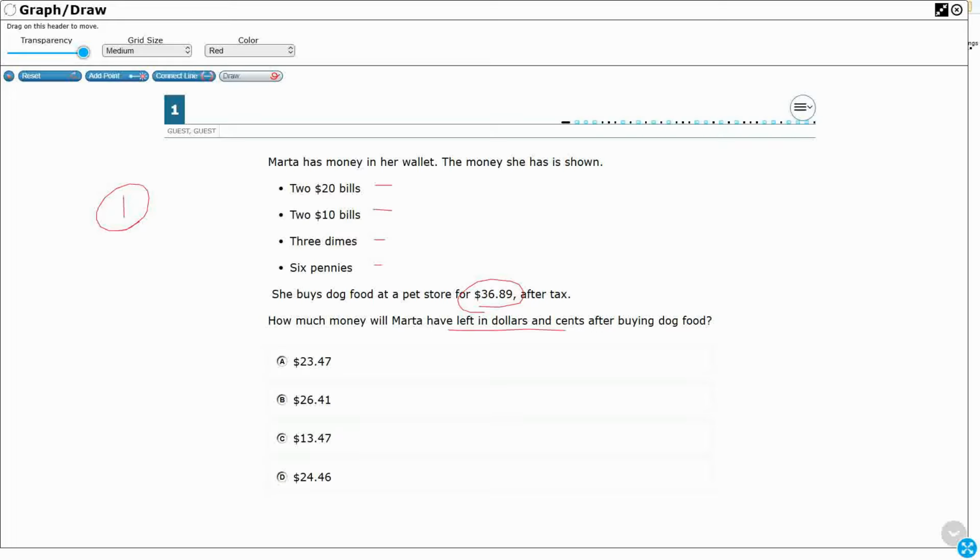Well, what we need to do is add this all together. So I've got two 20s, I've got two 10s, so I'm going to add that up because then I've just got change after that. 20, 40, 50, 60. And then I've got three dimes, right? That's 30 cents. Six pennies, 6 cents. So put those together, 36 cents. So that's step one, making sure that we understand we've got $60.36, and now we are paying 36.89. How much money will we have left over?